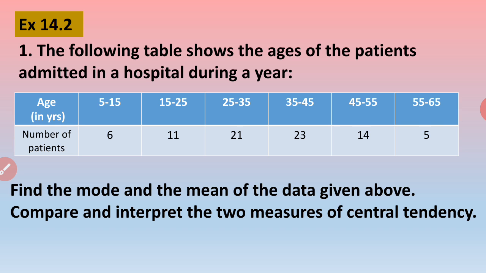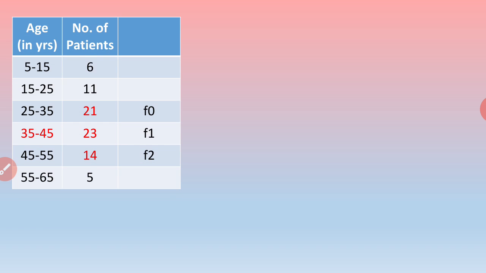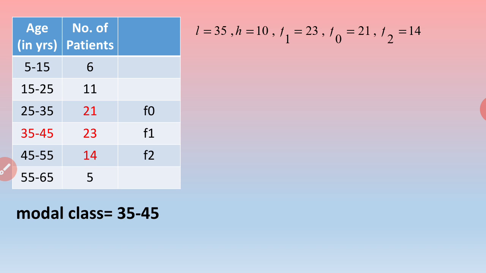Here we are supposed to find both the mode as well as the mean, and we have to interpret both the values. This is the data written column-wise, and then we look for the highest frequency. Here the highest frequency is 23, so it is our f1. The corresponding modal class is 35 to 45. The lower limit of the modal class is 35. The class size h is 10, that is the difference between the upper and the lower limit. f0 lies above f1 and f2 lies below f1. That is how you get the list of values.